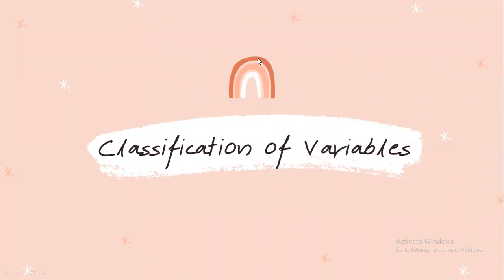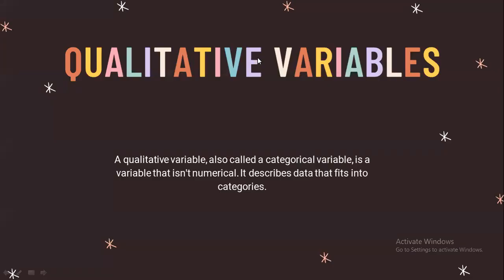Classification of variables. In classification of variables, we have qualitative variables and quantitative variables. Qualitative variables. A qualitative variable, also called a categorical variable, is a variable that isn't numerical. It describes data that fits into categories. Qualitative variables also express categorical attributes. Examples are gender, religion, marital status, and highest educational attainment.